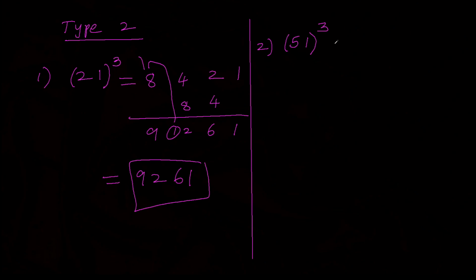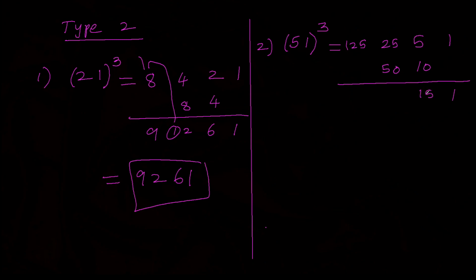Let's do one more question to understand the concept very well. 51 ends with 1. Start from the rightmost. Write 1 here, 5 here. Square it. 25. Cube. 5 cubed is 125. Double the middle numbers. 25 times 2, 50. 5 twos are 10. Add the rows.